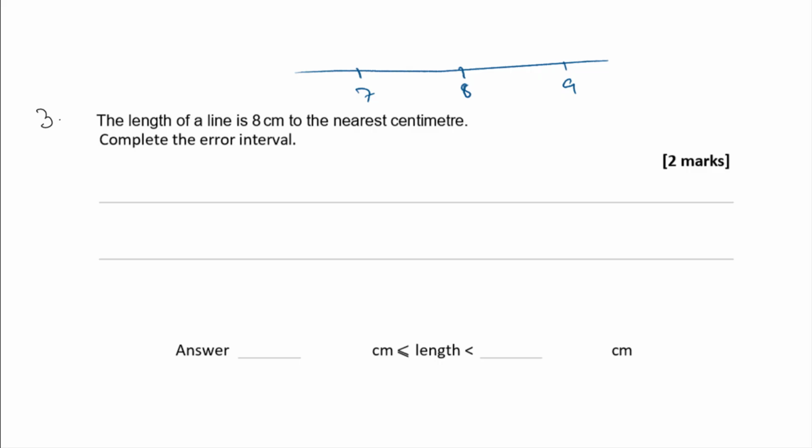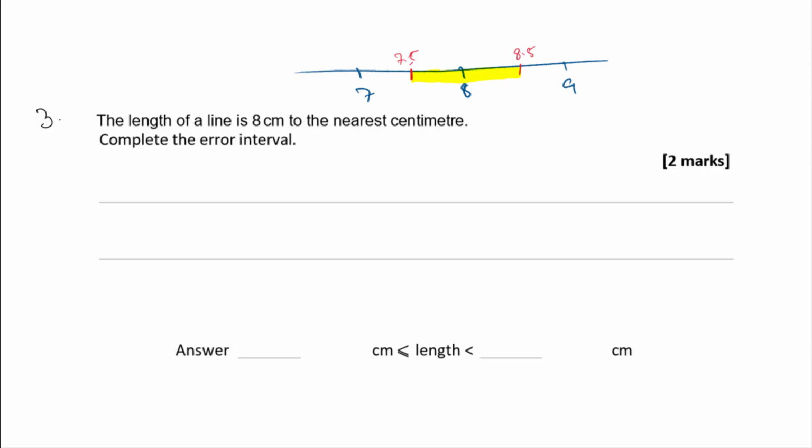So which numbers round to 8? It's going to be the numbers that are halfway between 7 and 8 up to halfway between 8 and 9, then, isn't it? It's the numbers in this range that round to 8. If it's slightly smaller than this point, it's going to round down, and if it's slightly bigger than this point, it's going to round up. So halfway between 7 and 8 is 7.5, and halfway between 8 and 9 is 8.5.